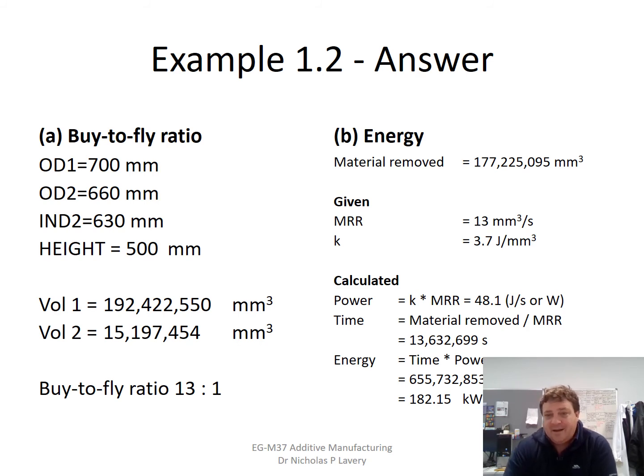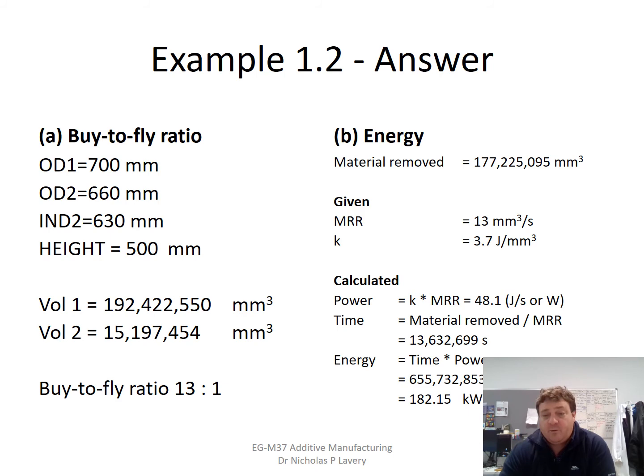Okay, sorry, back again. So if we take volume 1 from volume 2, that gives us the material removed, which is 177,225,195 cubic millimeters. Now we're given that the material removal rate is 13 cubic millimeters per second, and the specific energy K is 3.7 joules per cubic millimeter. So the power is K times MRR, which is 48.1 joules per second, or watts.